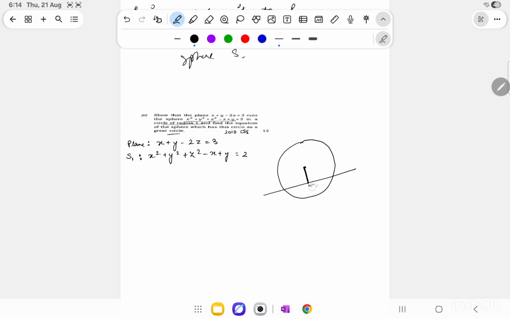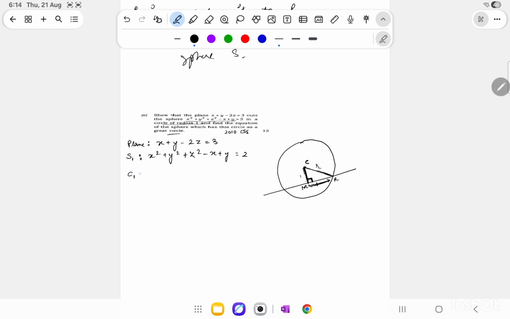So if I draw a perpendicular from the center of the sphere to the plane, then I can easily get the radius r of the circle. Also I can find this perpendicular distance as well. So using that I can easily show that this radius is basically 1. Let's name this point as M and this point as R. So the given equation of sphere is S1.